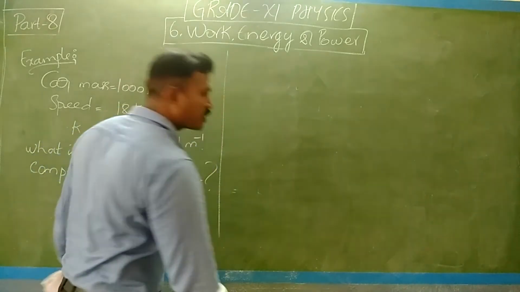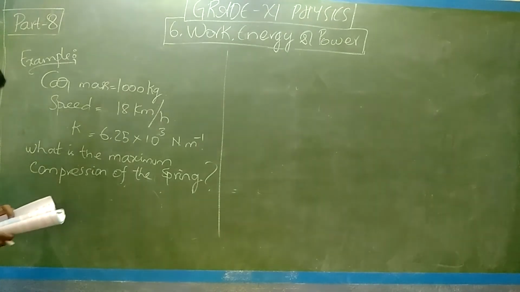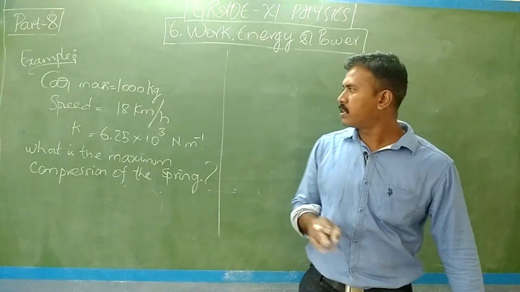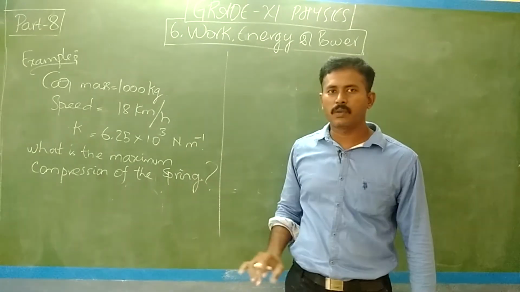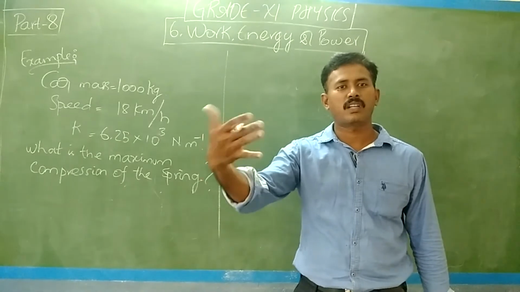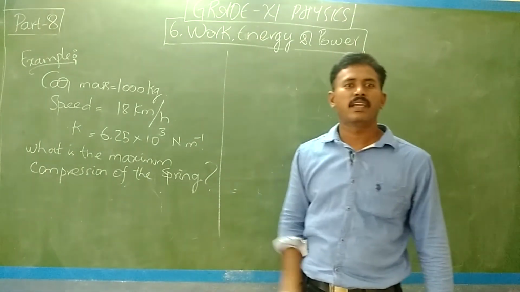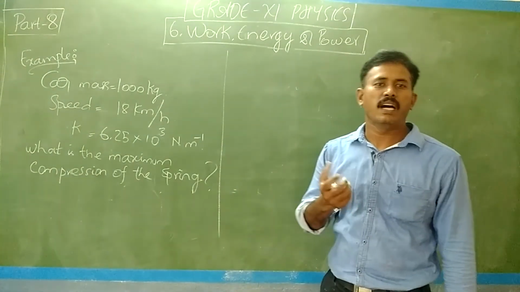So you find what is the maximum compression of the spring. Now, we know the constraint. The car is moving with some speed. It has a mass, then the spring constant is given. The spring is mounted in the horizontal direction. Wherever the car hits any other car, the spring is compressed. So the spring may arrest the vibration.